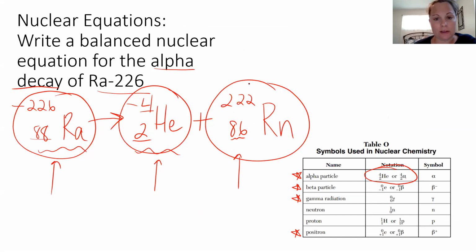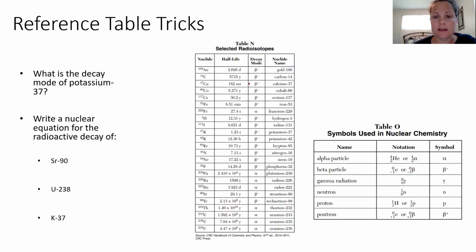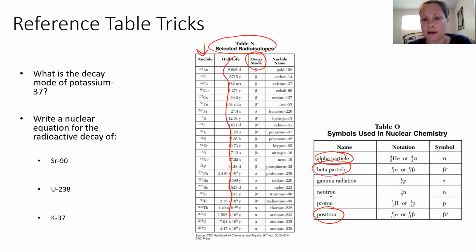I didn't have to tell you that because all of the isotopes we're going to use are listed on Table N. Table N tells you what's called the nuclide, which just means what isotope are you talking about. Don't worry about half-life until next week. But the decay mode will tell you which particle, alpha, beta, or positron, is getting spit out as it decays over time. It also gives you the name of the nuclide in case you need that.